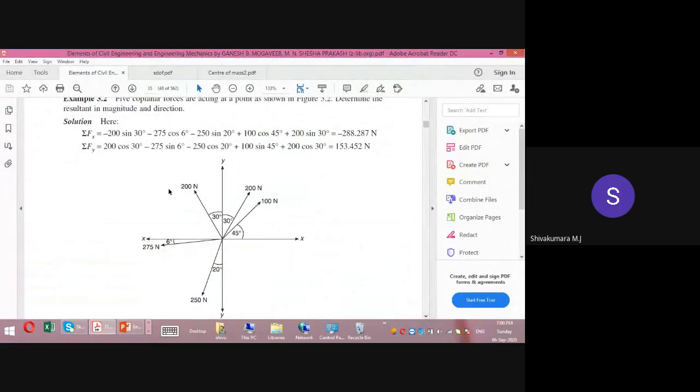What type of force system this is? This one. So there is a x-axis, there is y-axis. 100 Newton, 200 Newton, 200, 275, and 250. Totally 5 forces are there. So what type of force system this is?